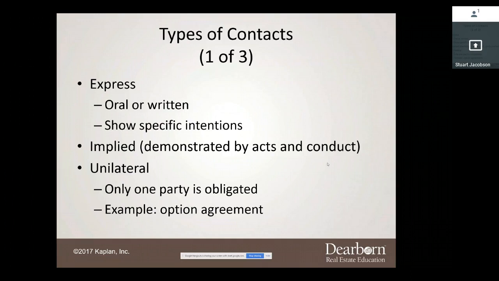Typically a rent to purchase. A rent to purchase is a unilateral agreement. The landlord is giving the option to the tenant to have a purchase at the end of it. The only person obligated to perform is the landlord if the tenant decides to do so, right?